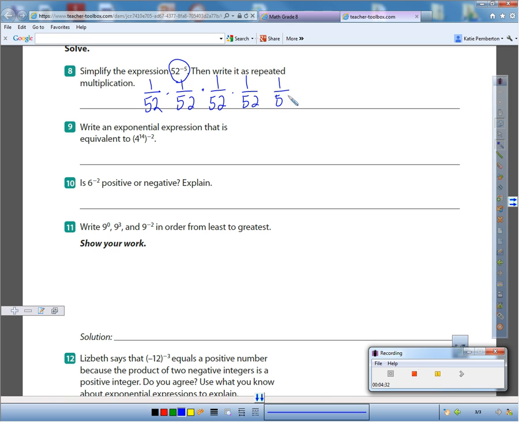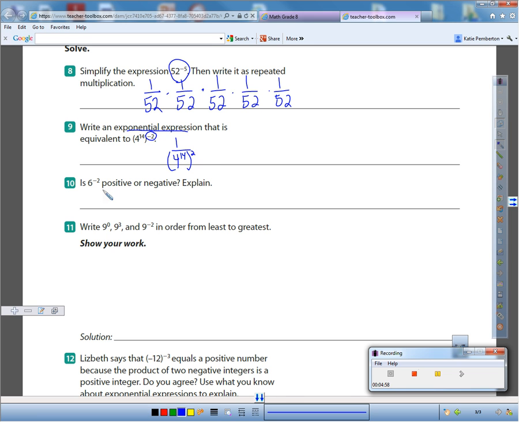Alright, on the next one, write this as an exponential expression that's equivalent to that, okay? So remember, that drops it to the denominator. So you'd have 4 to the 14th power, and then raised to the power of 2, just in the denominator.